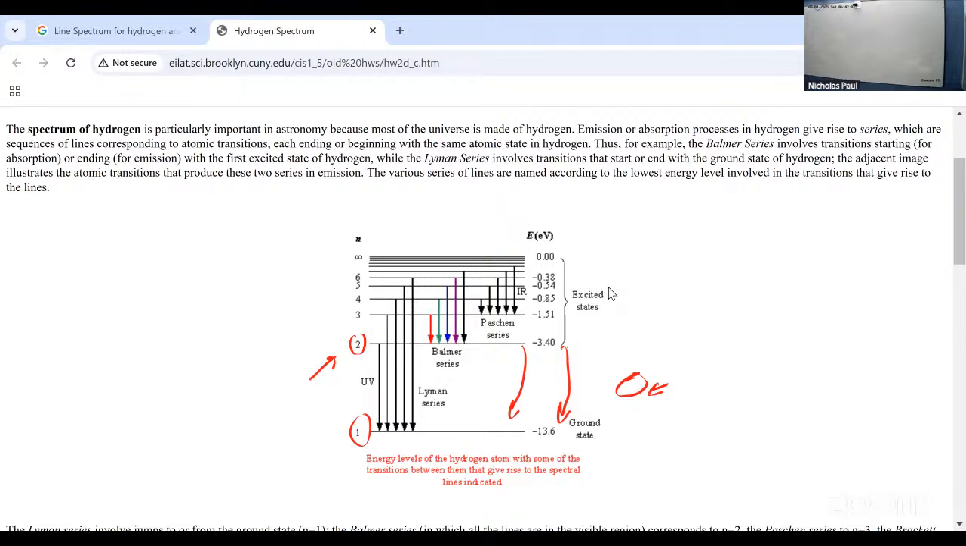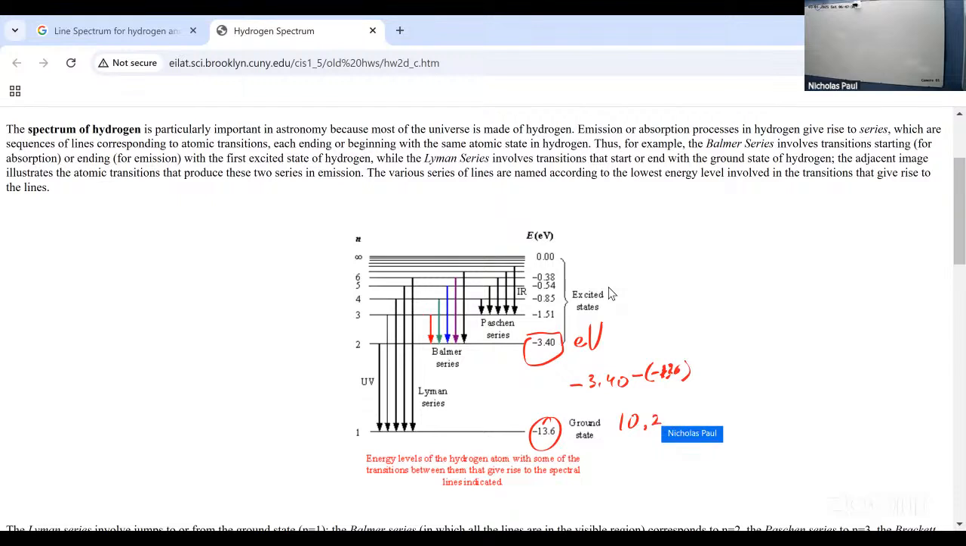How do you figure out how much energy it has to lose? Well, watch this. This value here is minus 3.4 electron volts, and this value here is minus 13.6 electron volts. So the amount of energy it has to lose is simply minus 3.4 and then minus 13.6. How much is that? 10.2 electron volts.